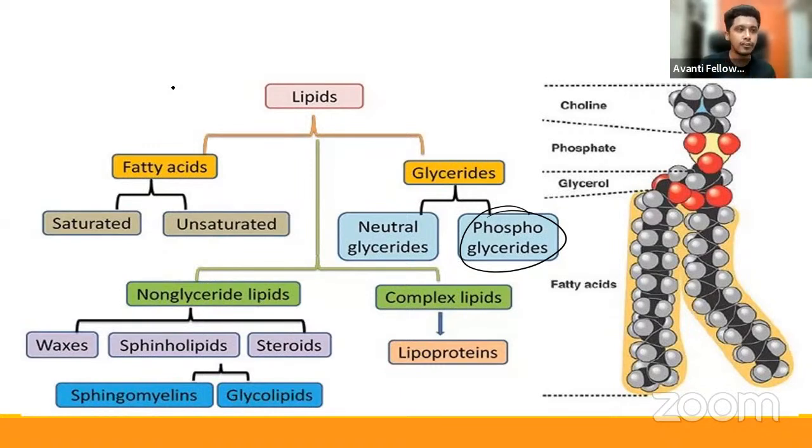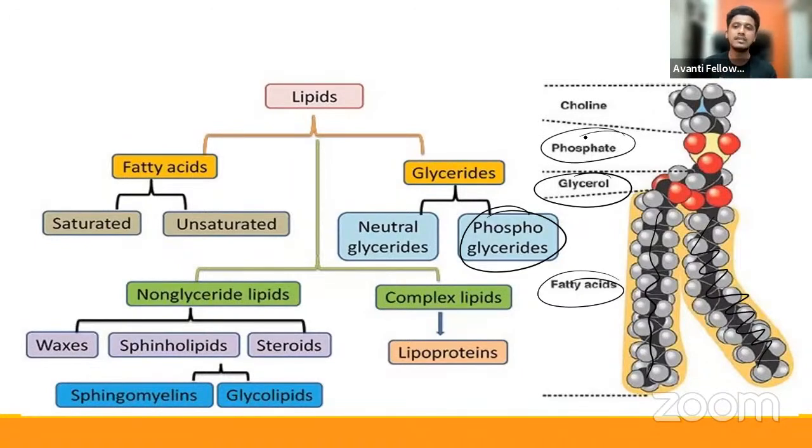So what is the composition of phospholipids? First we have a glycerol molecule. To this glycerol molecule, one saturated and one unsaturated fatty acid chain will be attached. First we have a glycerol, and to the glycerol we have a fatty acid molecule attached. Next, we have a phosphate group that is attached to the third carbon atom of the glycerol molecule.